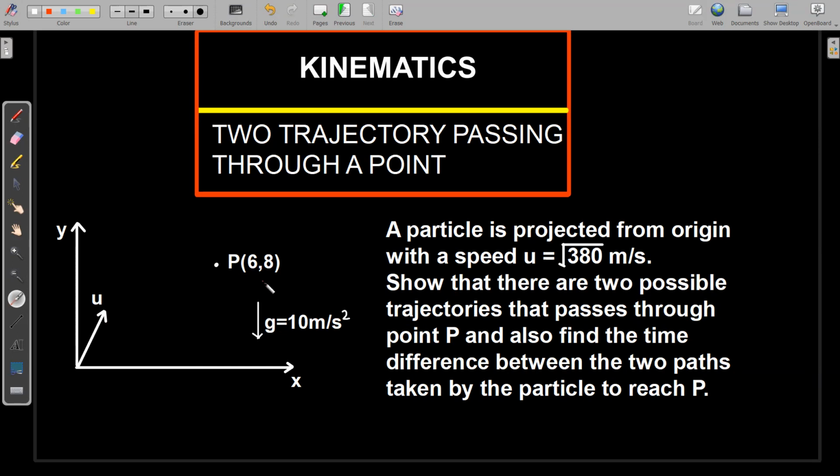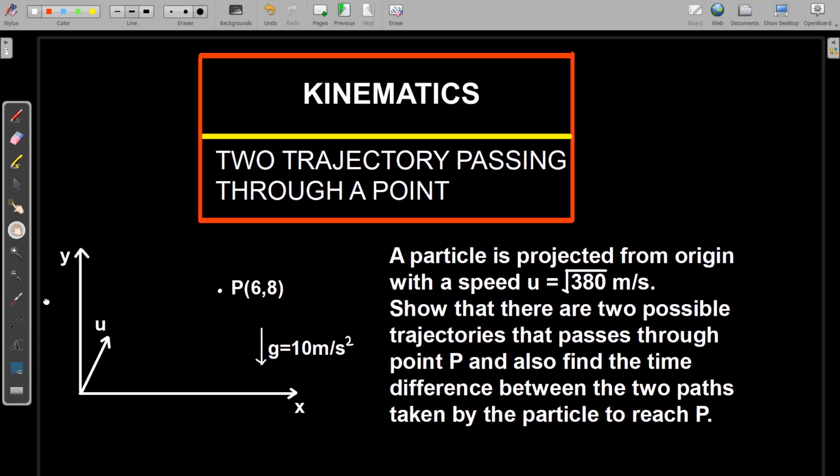So we need to show that for this particular speed u, there are two possible trajectories which will pass through this point. And since there will be two trajectories, the time taken by this particle to reach point P through those two trajectories will be different. So we also need to find the time difference between the two paths which will be taken by the particle to reach point P. So give this question a try and we'll take up the solution in the next video.